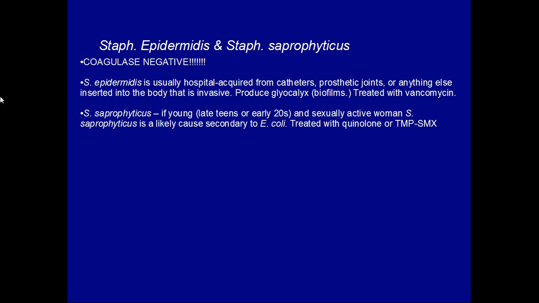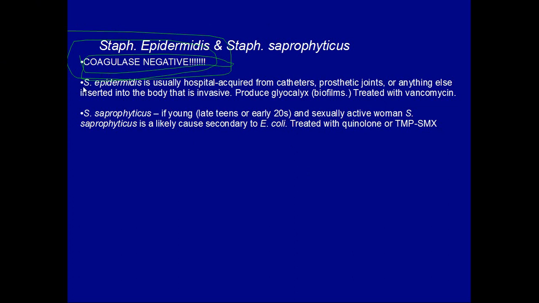Away from S. aureus now, we're going to go into Staph epidermidis and Staph saprophyticus. This is very, very easy. First, remember, coagulase negative. This is important. Why? Because this is how you distinguish these two from S. aureus. Coagulase negative. And remember, coagulase is a factor that causes blood to clot, and it shields the S. aureus from the immune response.